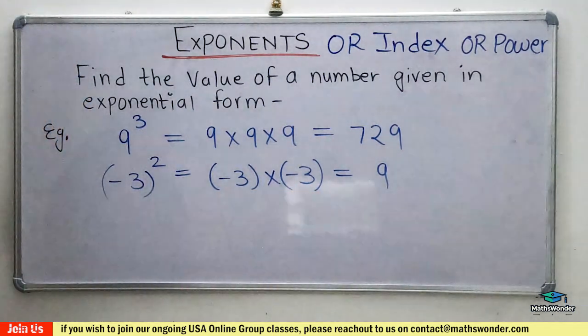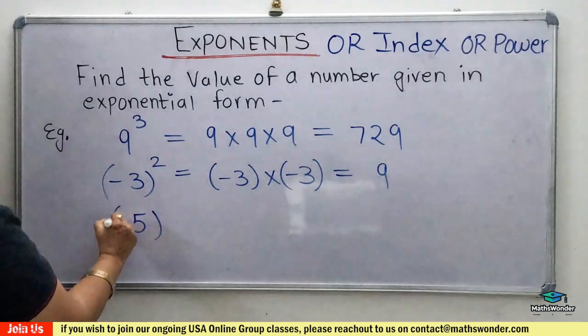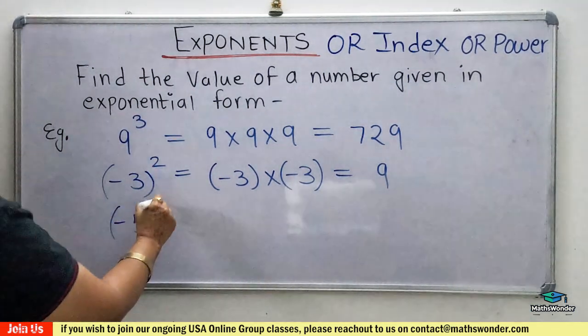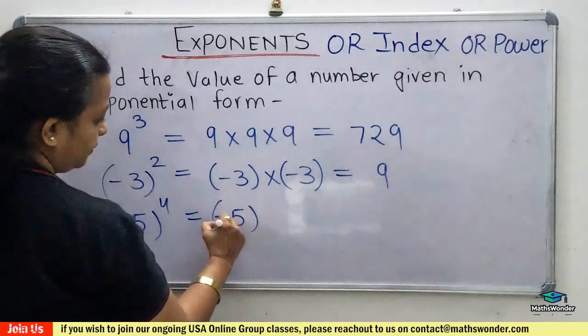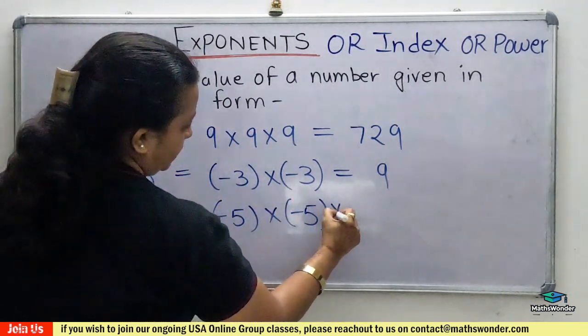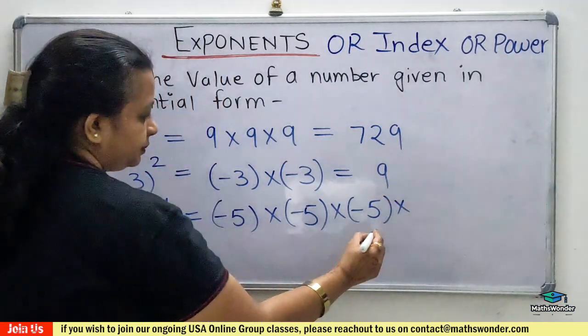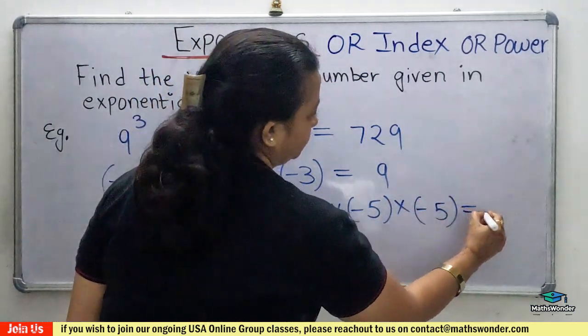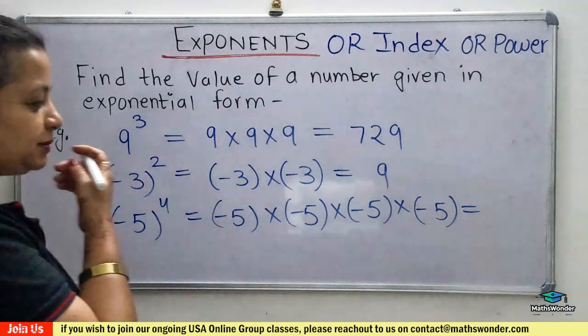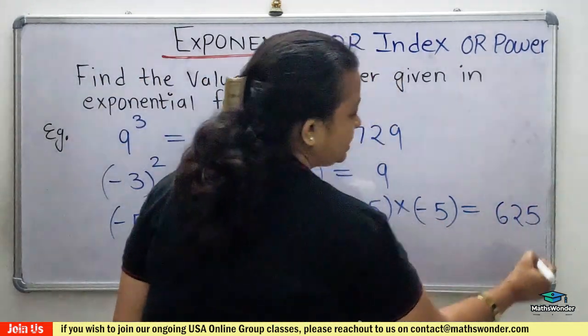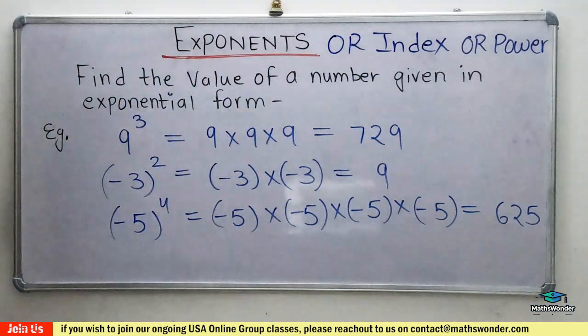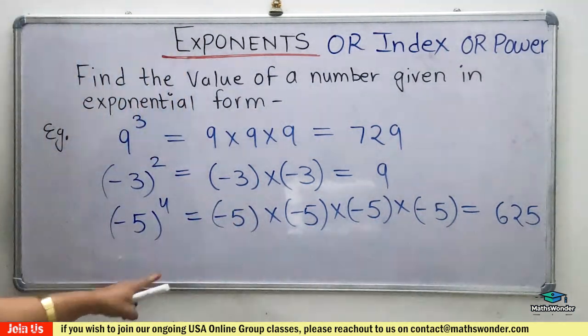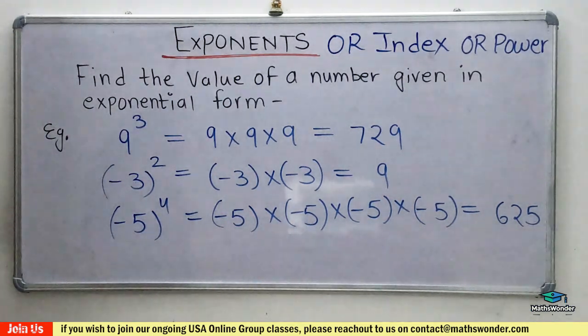Remember? The same thing, -5 raised to the power 4. So -5 times -5 times -5 times -5. What will be the answer? 625. Absolutely, 625. Is it positive or negative? It's positive. Why positive? Because they're all negatives. An even number of negative signs becomes positive, right? Understood? This type of question arises in this topic.